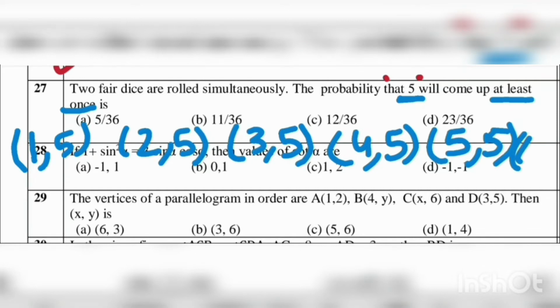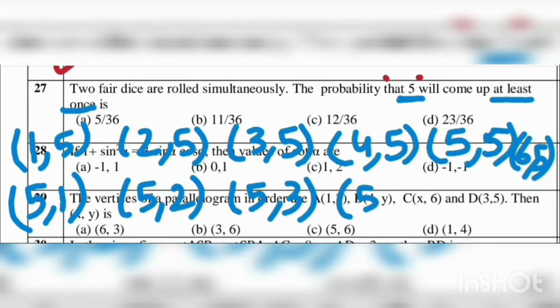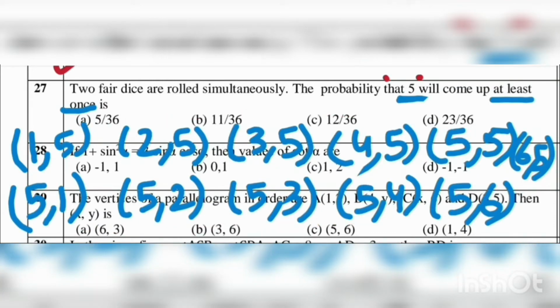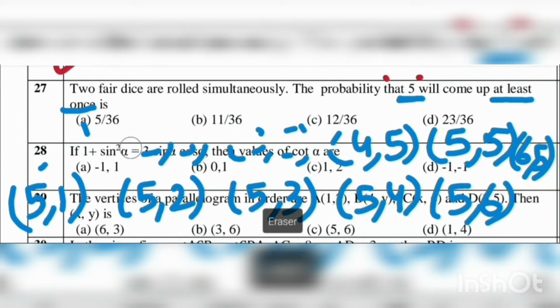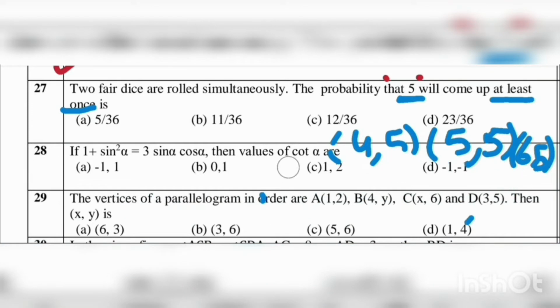So these are the cases, and we can also have in different order 5,1, 5,2, 5,3, 5,4. 5,5 already we have written, so we will not write again, and 5,6. If we count all these, there are total 11 possible cases. So 11 are the cases when 5 will come up at least once, and total cases are 36.